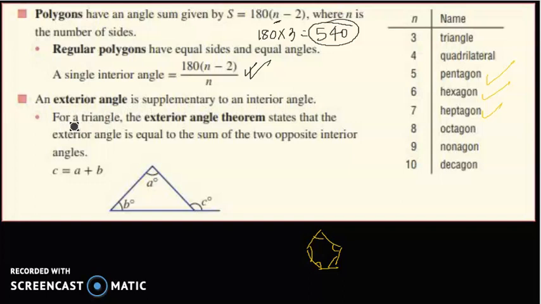For example, for a triangle, the exterior angle theorem states that the exterior angle is equal to the sum of the two opposite interior angles. What this means is that this is a triangle. In this triangle, this is exterior angle C. It will be equal to the sum of the two opposite interior angles. So angle C will be equal to the sum of angle A plus angle B.